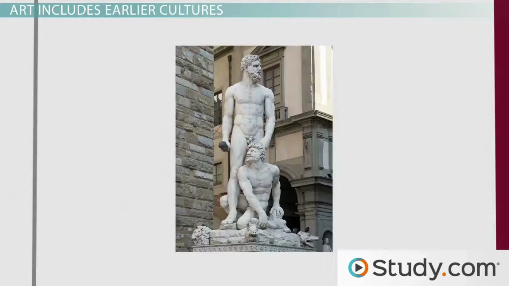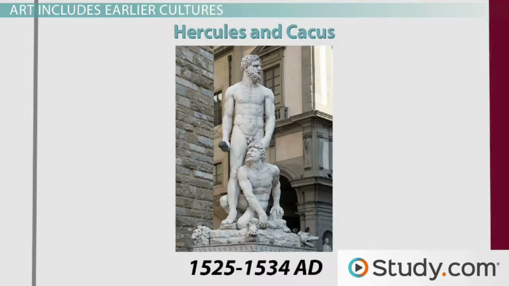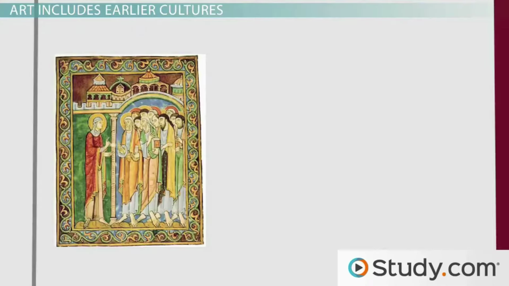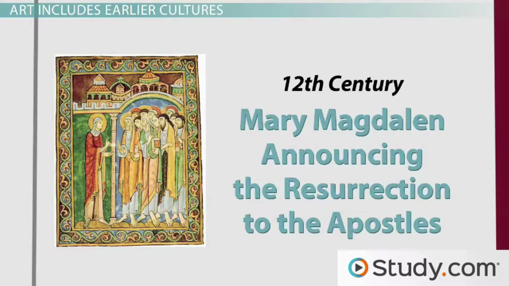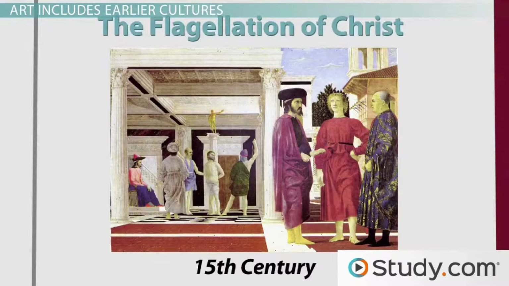Bandinelli also gave kudos to the Roman culture with his sculpting of Hercules and Cacus during the years 1525 to 1534. This move toward ancient Greek and Roman cultures also heralded the return of logic and accuracy to art, a concept earlier works had generally abandoned. Compare the 12th century work of Mary Magdalene announcing the resurrection of the apostles to the realistic accuracy of Piero della Francesca's 15th century The Flagellation of Christ.